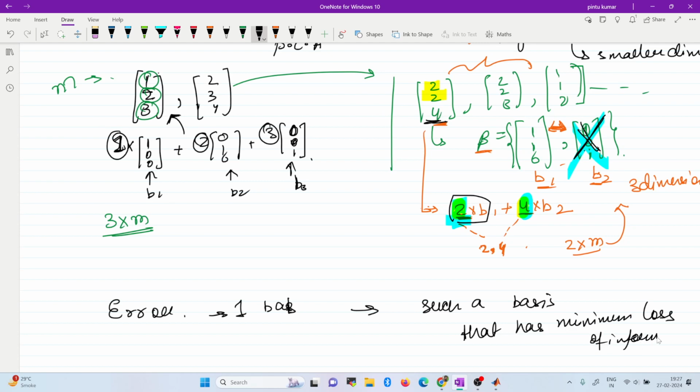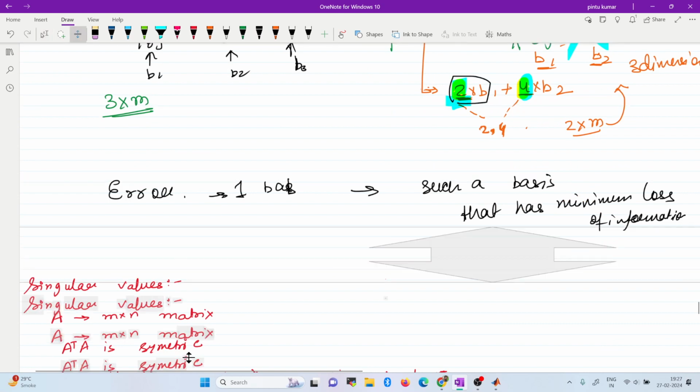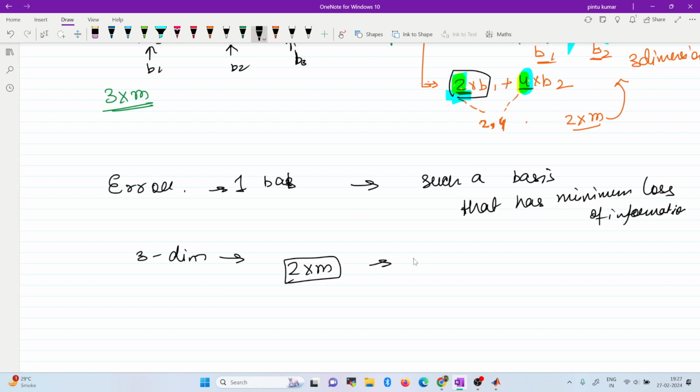Okay, so what I'm saying is, let's say my data set is in 3 dimensions and does not have any special structure. Or it has some special structure, but it is not very visible to me. It is 3 dimensional, but I want to save it using only 2 vectors. That is, I want to find 2 bases such that if I use these bases, I'll preserve maximum information.